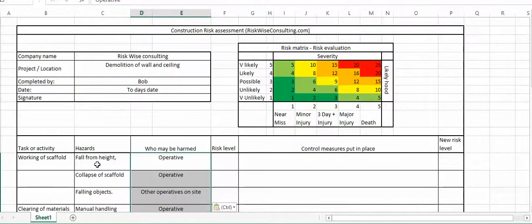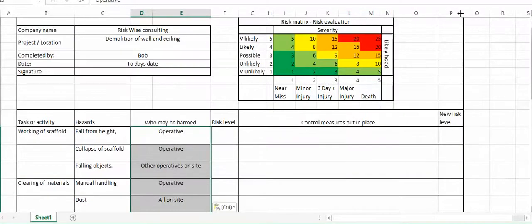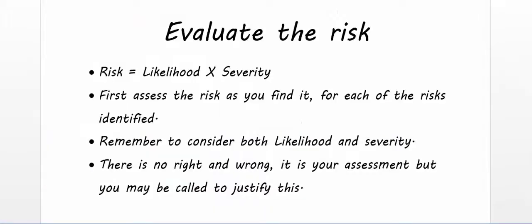I've made a list here: scaffold, falling from height, operatives, other site operatives, all on site for dust. These are various different hazards affected by the different people. Once you've identified the hazards and also who's to be harmed or likely to be harmed, it's important to evaluate the risk. It's important to remember that risk is a combination of likelihood, the likelihood of it to happen, and the severity. So what would happen? What's the likely outcome that would come of that if the event was to be realised?